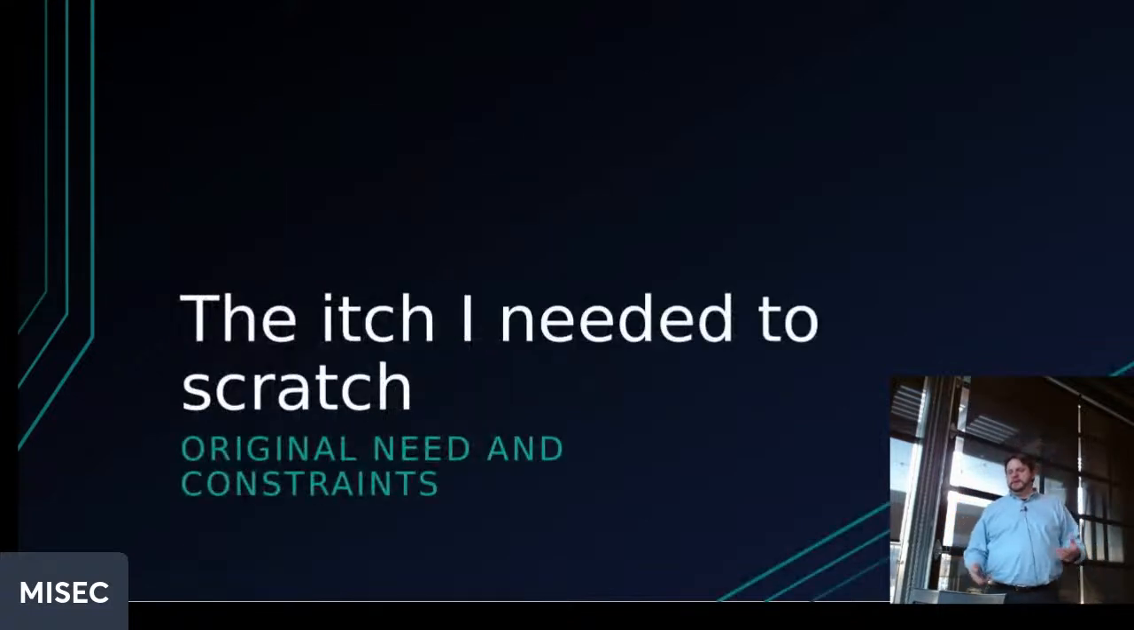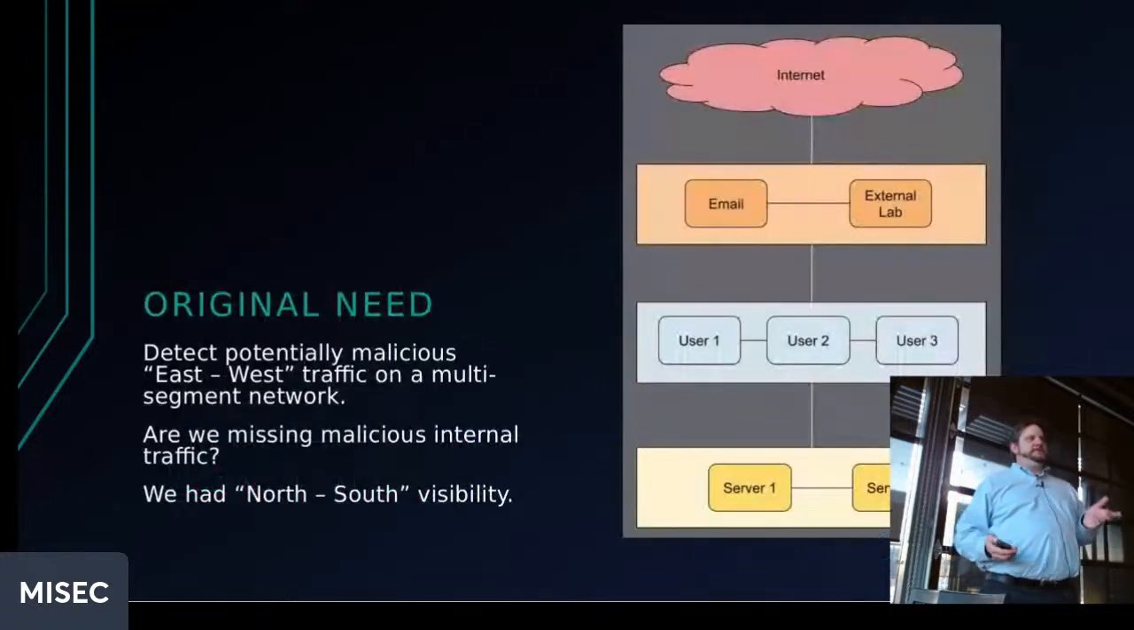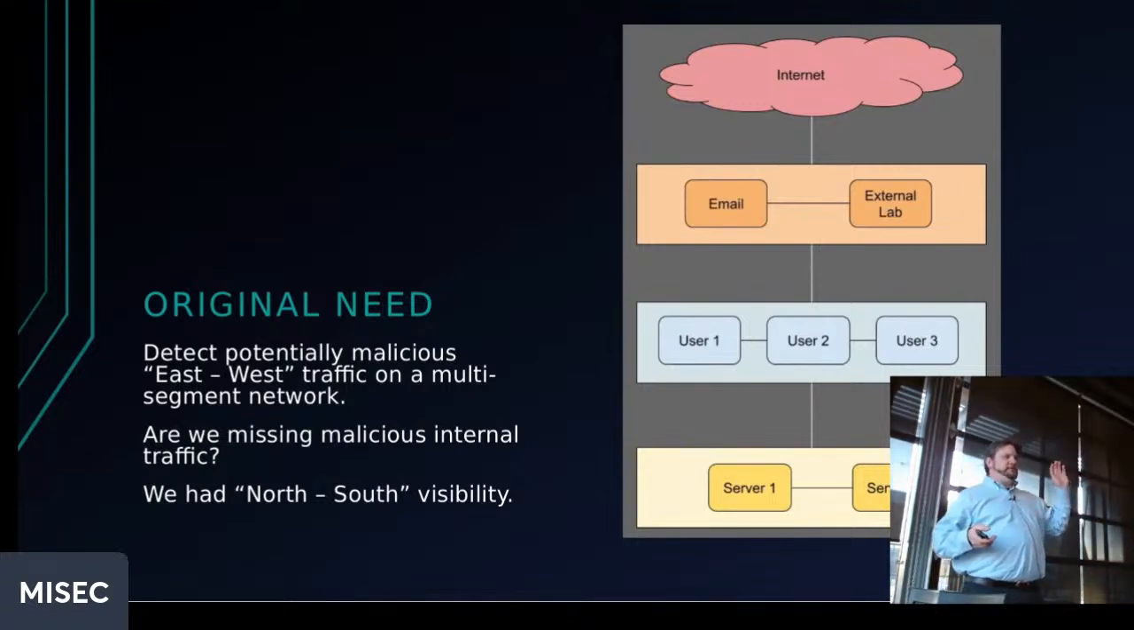So, first up, I had an itch I needed to scratch. That's the way all problems start. You have a back scratcher, it's not reaching that one spot you need, so you go and build a better back scratcher. Now, I have constraints. So let's talk about the original problem. Originally, the place I was at, we could see between segments. I could see traffic going from the user VLAN to the server VLANs, to the test lab, out to the internet, every which way. What we couldn't see was traffic going back and forth between the user computers on the same network, or servers on the same network.